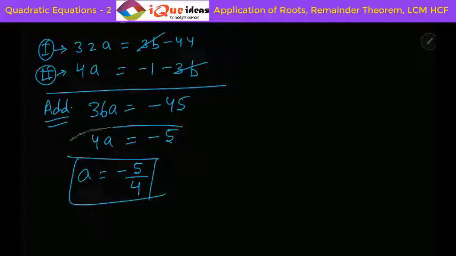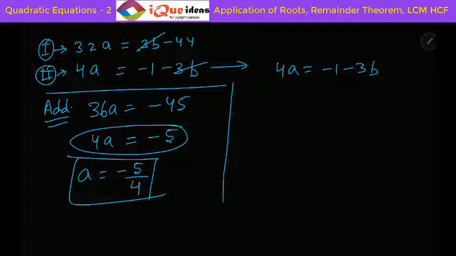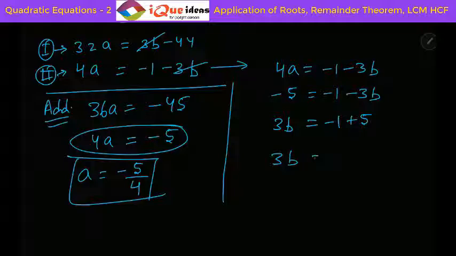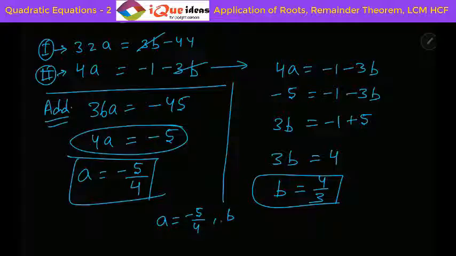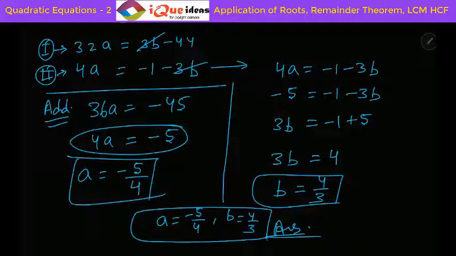Now let's do one thing. Let's put 4a equal to minus 5 in the second equation. The second equation was, I'll write again, it is 4a equal to minus 1 minus 3b. Right, so in place of 4a, just put minus 5. That is equal to minus 1 minus 3b, right? 3b comes to the left hand side, so becomes plus 3b. Minus 5 goes to the right hand side, so becomes plus 5, right? So we have 3b equal to 5 minus 1, that is 4. So b is equal to 4 by 3. So the final answer of the question is a equal to minus 5 by 4 and b equal to 4 by 3, right? So the answer of the question, minus 5 by 4 and 4 by 3.